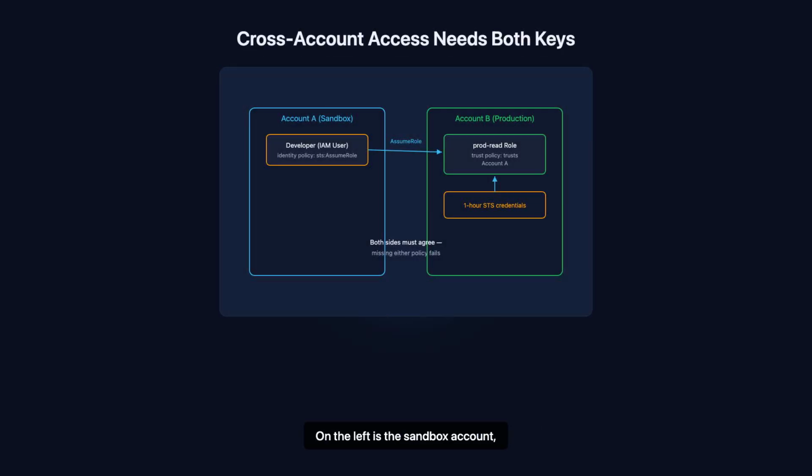On the left is a sandbox account, account A with the developer inside it. That developer's identity policy grants one thing, permission to call AssumeRole on a specific role in production. On the right is the production account, account B, holding a tightly scoped prod role. That role's trust policy says it trusts account A. When the developer calls AssumeRole, production hands back a set of 1-hour credentials.